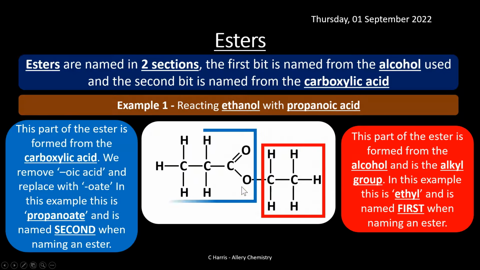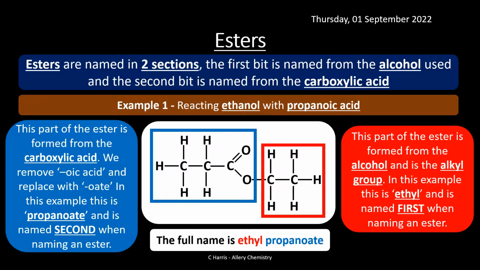The other bit has come from the carboxylic acid, so this bit here. And instead of, obviously normally that says oic acid at the end of the carboxylic acid, so in this case it would be propanoic acid, and we replace it with oate instead. So for example, this would be propanoate, and is named second when we're naming an ester. So in this example, this one's going to be ethyl propanoate. Okay, so you kind of flip it round the other way around.